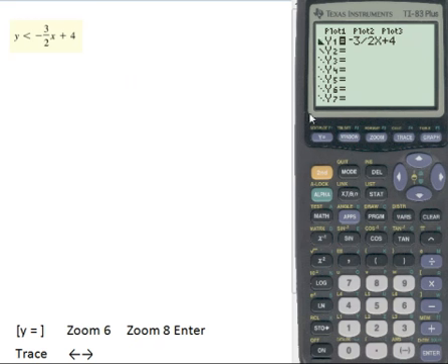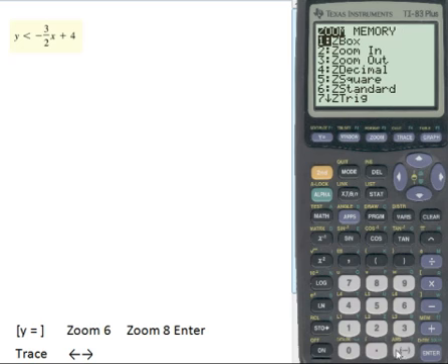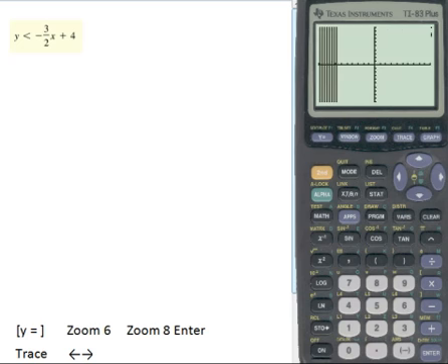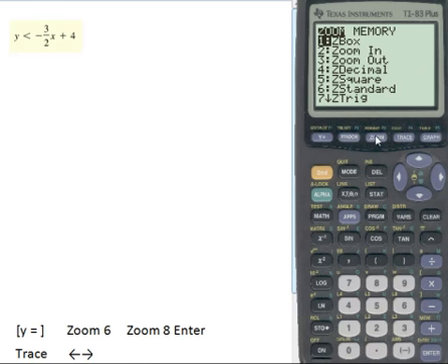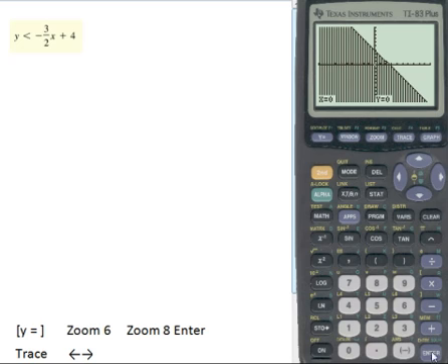Y is below it. Alright, and now we're going to go to Zoom 6, our favorite Zoom, and it's going to graph it. When you're graphing, just be patient and let it finish graphing before you hit Zoom 8, enter. Alright, and let's hit Zoom 8, enter, so that it'll regraph it in an integer window.